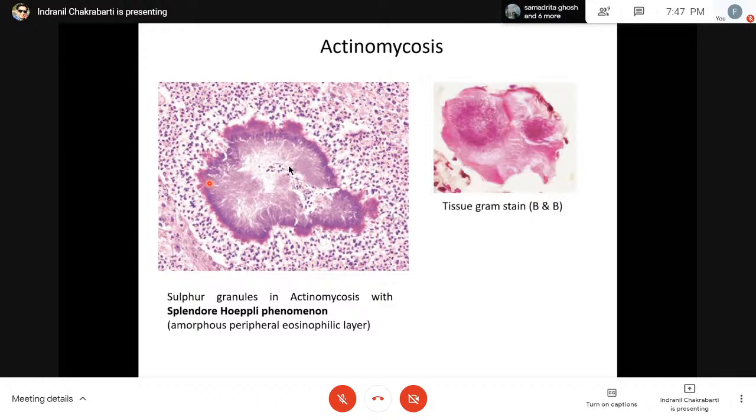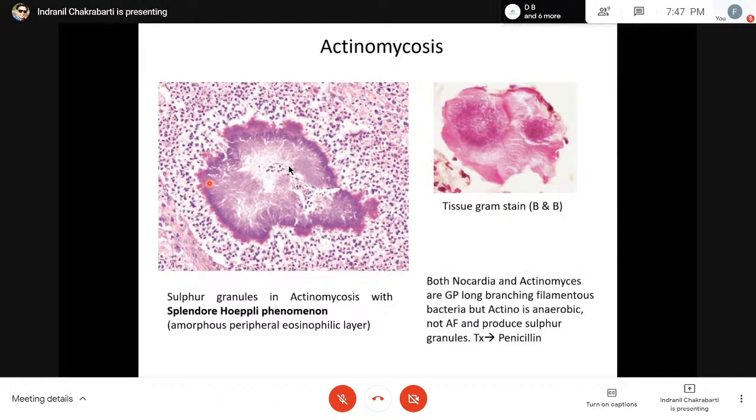So there are some tissue gram stains like Brown and Brenn or Brown and Hopps. So by Brown and Brenn, we can demonstrate this, as well as by GMS. So GMS and BNB, we can demonstrate this Actinomyces. But one should remember that, in contrast to Nocardia, Actinomyces is anaerobic and it is not acid fast.